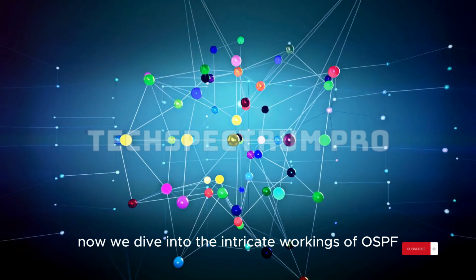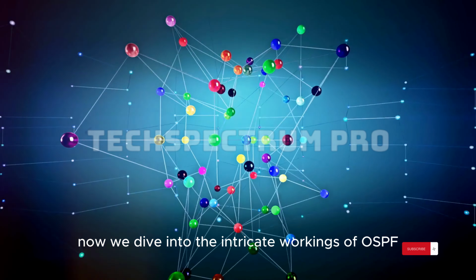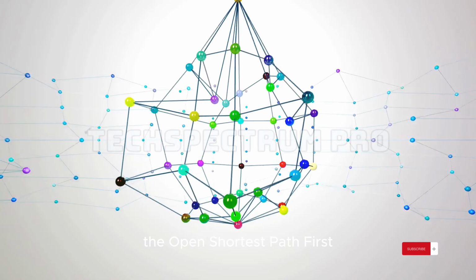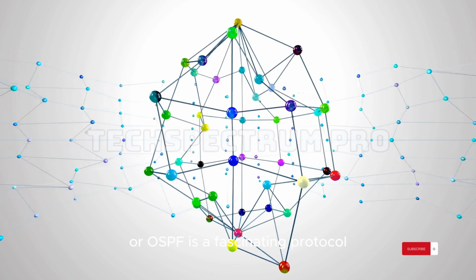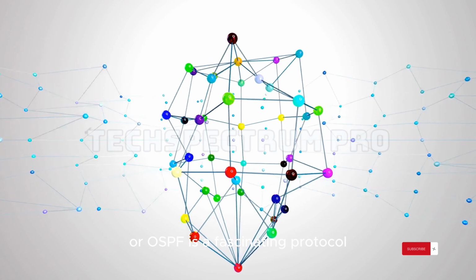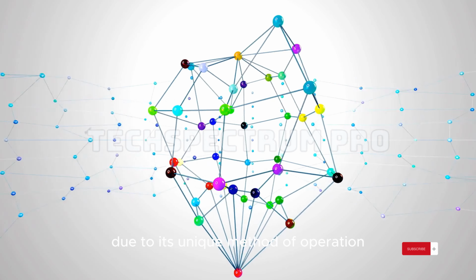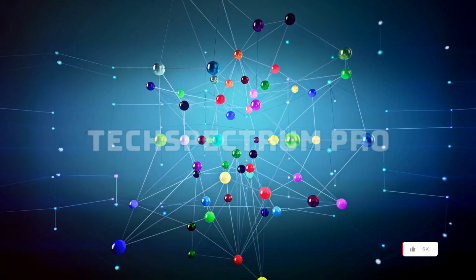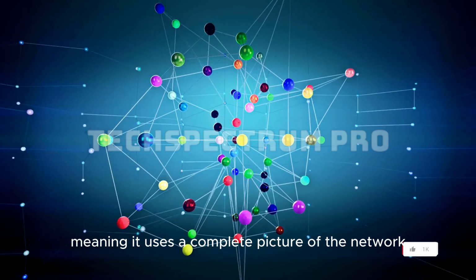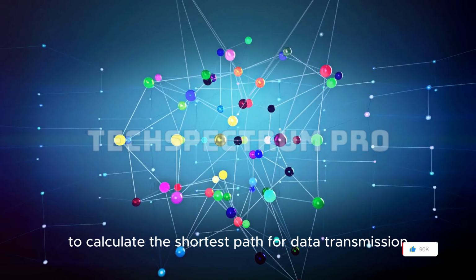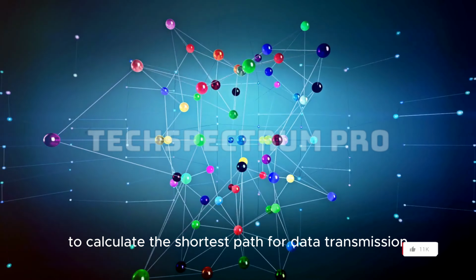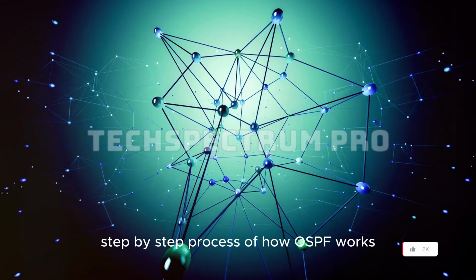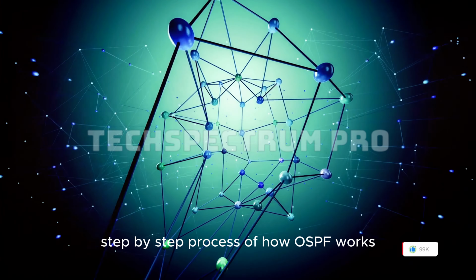Now, we dive into the intricate workings of OSPF. The Open Shortest Path First, or OSPF, is a fascinating protocol due to its unique method of operation. At its core, OSPF is a link state routing protocol, meaning it uses a complete picture of the network to calculate the shortest path for data transmission. Let's break down the step-by-step process of how OSPF works.